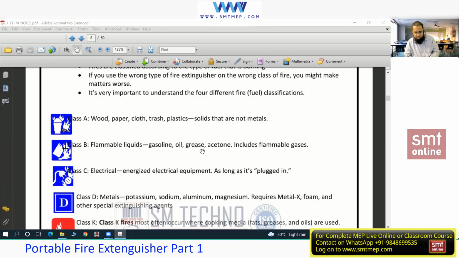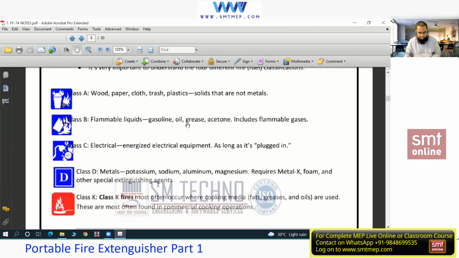Next, class D refers to metals like aluminum, magnesium, different metals with a higher ignition temperature, very high compared with A, B, and C. That comes under class D. Generally, you'll find it on the industrial side. Next, we have one more special class, class K. As per NFPA, this is class K. But in some handbooks, you can find this K as class E. So don't get confused. Class E or class K, both are the same.